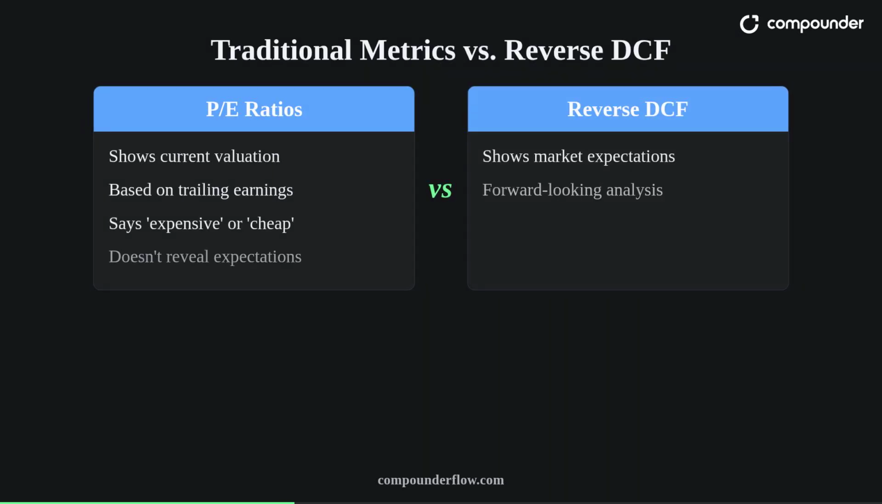Let's examine why this matters for real investors. Traditional financial metrics like PE ratios tell us how expensive a stock looks relative to current earnings, but they don't reveal future expectations. A stock with a PE of 25 might seem expensive, but if the market expects explosive growth, that price could be justified. Reverse DCF uncovers these growth expectations explicitly.